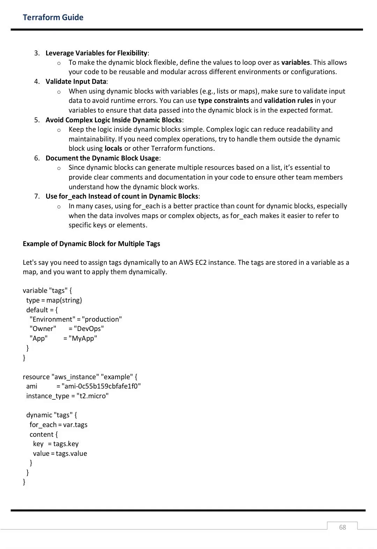4. Validate input data. When using dynamic blocks with variables, for example lists or maps, make sure to validate input data to avoid runtime errors. You can use type constraints and validation rules in your variables to ensure that data passed into the dynamic block is in the expected format.